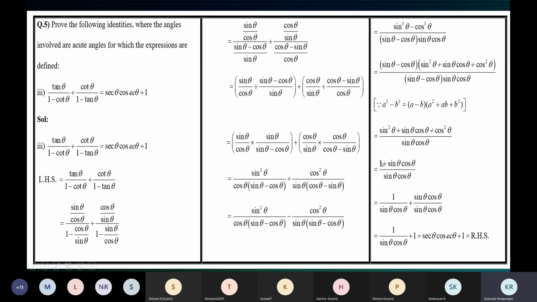Divide each of the terms in the numerator with, I'm sorry, divide every term in the numerator by sine theta cos theta. So 1 by sine theta cos theta plus sine theta cos theta by sine theta cos theta, and yes, the rest you know.